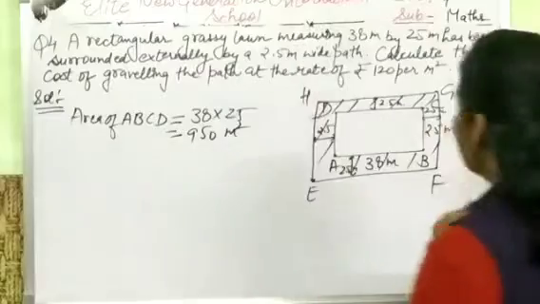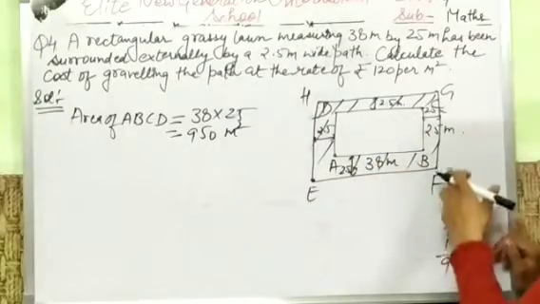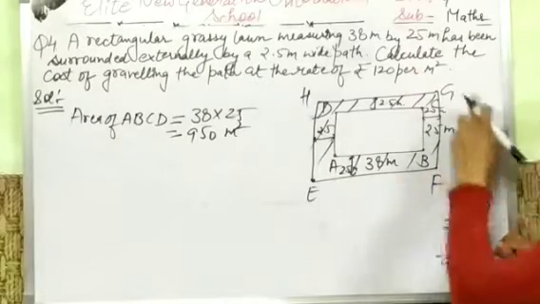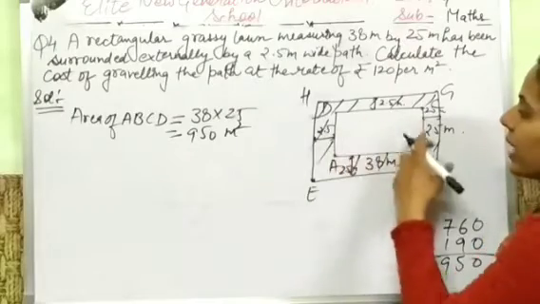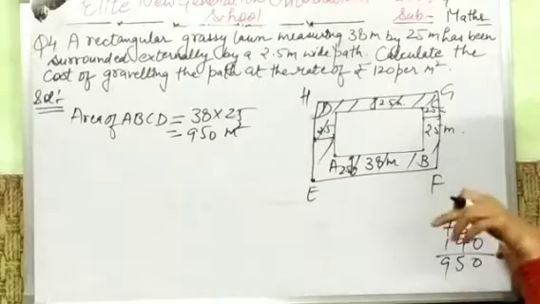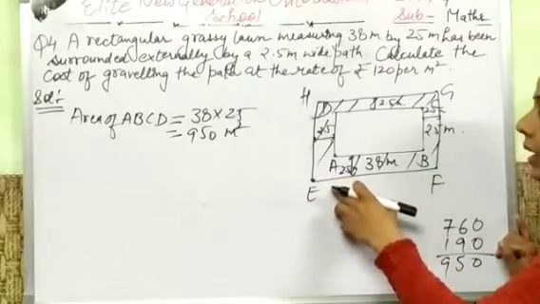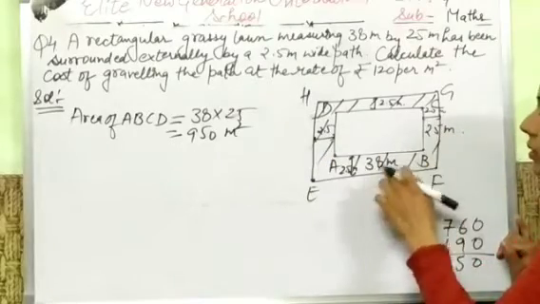And first of all, we have to find the length of this EF and the breadth of this FG. It means we have to find the length and breadth first. Here we know that there is a path outside of this inner rectangle which has a width of 2.5 meter. So for finding the length of the outer rectangle, we have to add this 2.5 and 2.5 to 38.